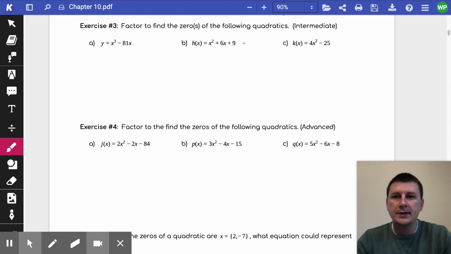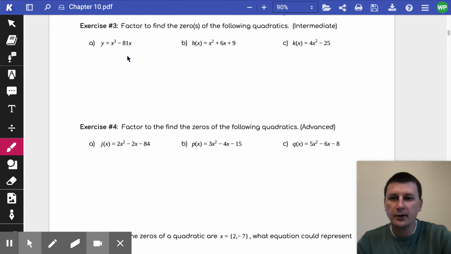Okay, so we're going to now take a look at exercise number 3, and this is the intermediate level questions. Factor to find the zeros of the following quadratics. We have in part A, y equals x to the third minus 81x.